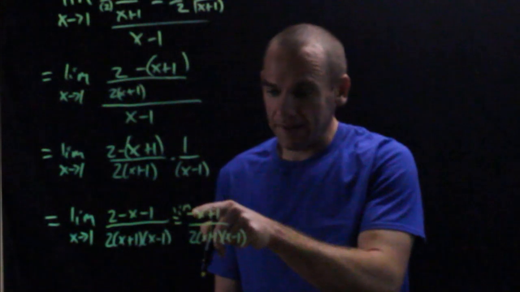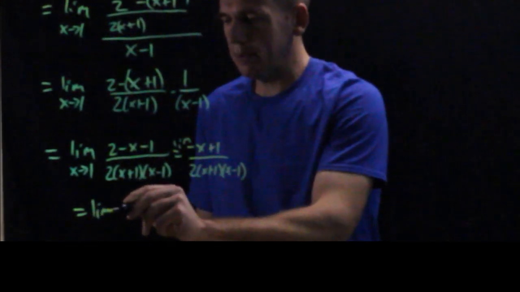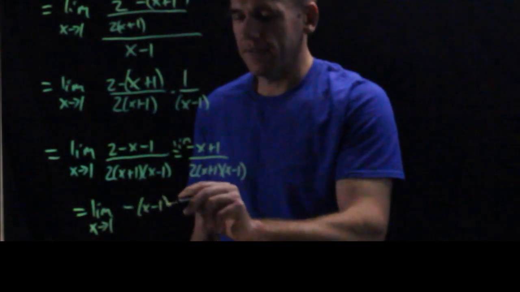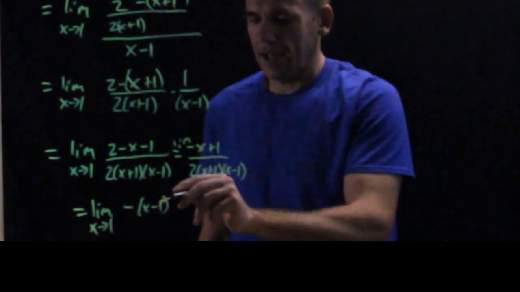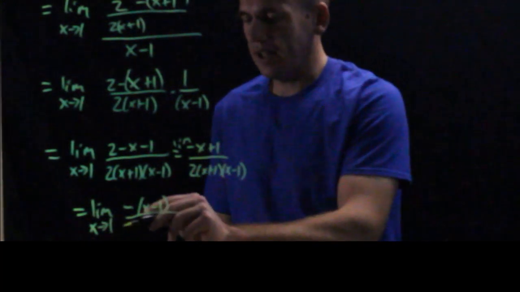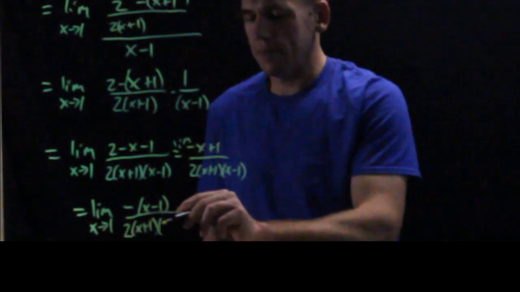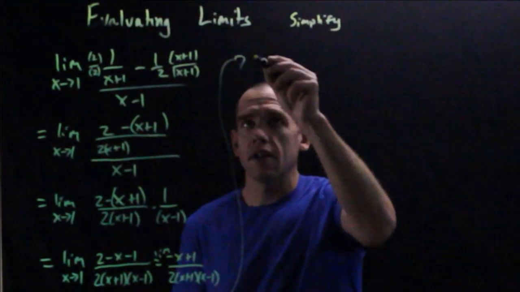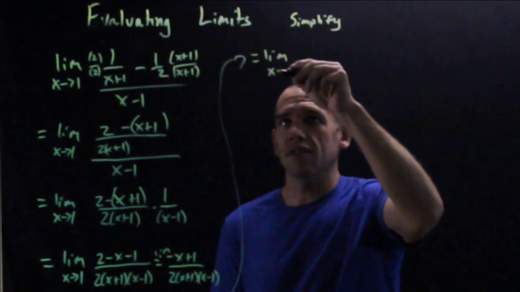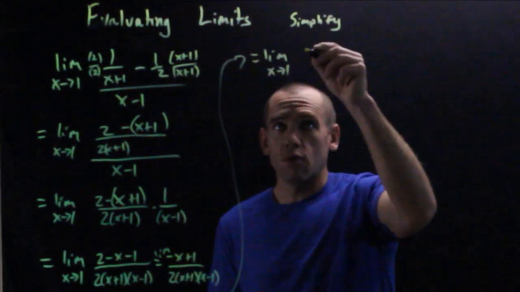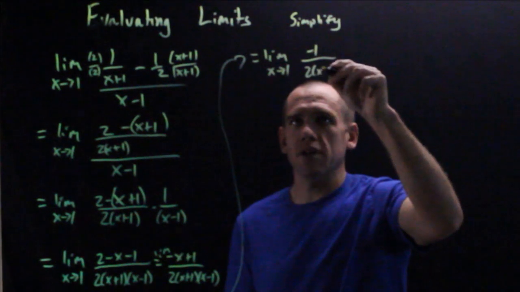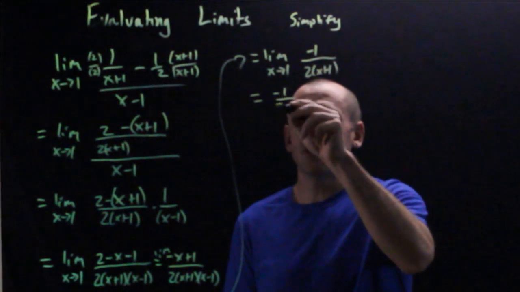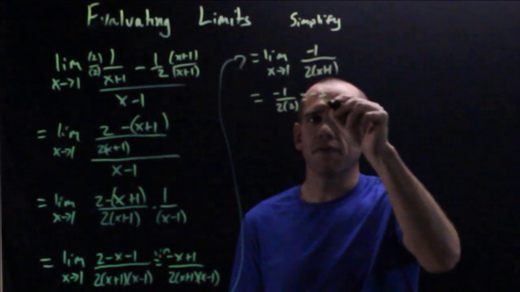But if I factor the negative out of this thing, this equals the limit as x goes to 1 of negative x minus 1, right? If I multiply that negative through, I get negative x plus 1, which is what I started with. And then down here I still have 2 times x plus 1 times x minus 1. Now my x minus 1's cancel, and so this is equal to the limit as x goes to 1 of negative 1 over 2 times x plus 1. Well, now I can do direct substitution. I just put in 1 for x and I get negative 1 over 2 times 2, which is negative 1/4.